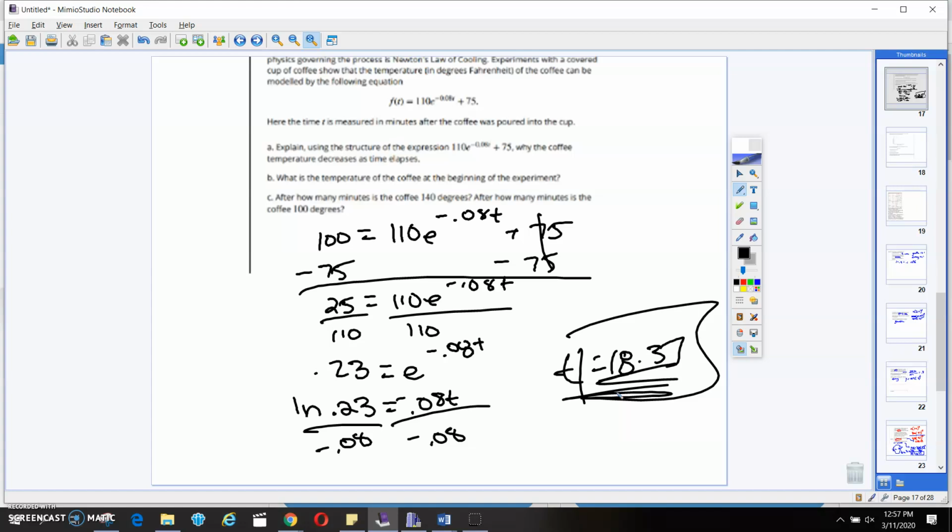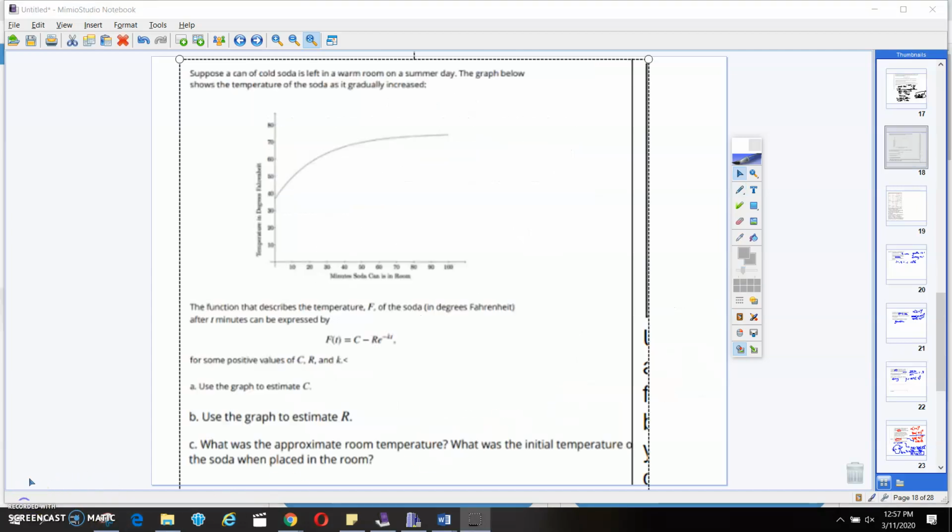We like warm coffee. Yeah? Left in a warm room on a summer day. The graph below shows the temperature of the soda and it gradually increased. The function that describes the temperature of the soda in degrees Fahrenheit after t minutes can be expressed by that equation. Use the graph to estimate C.